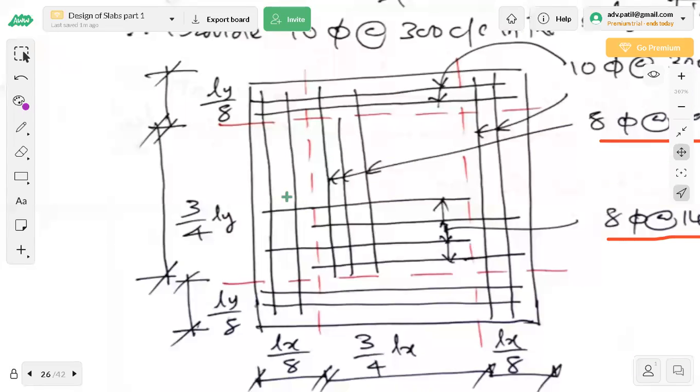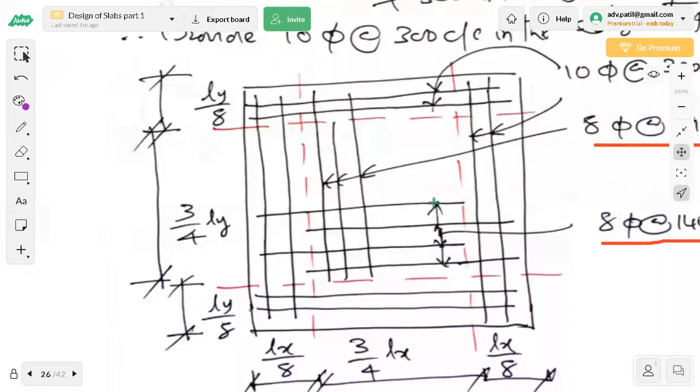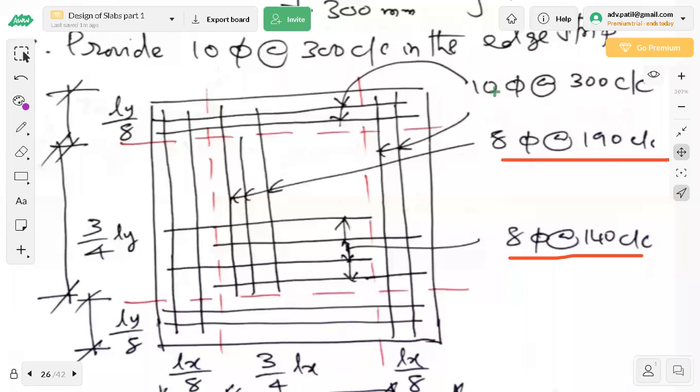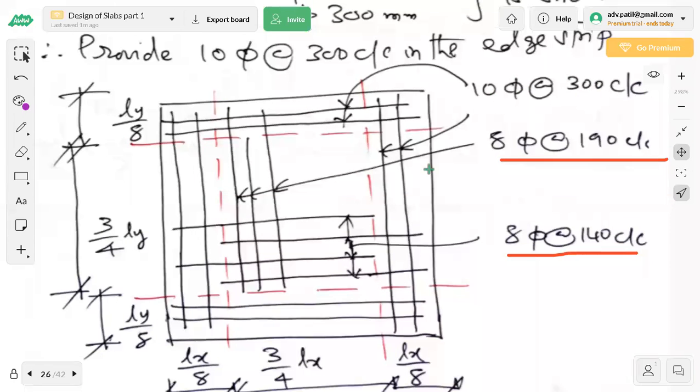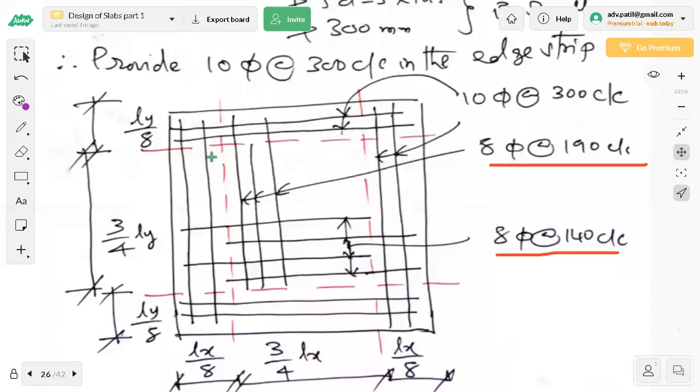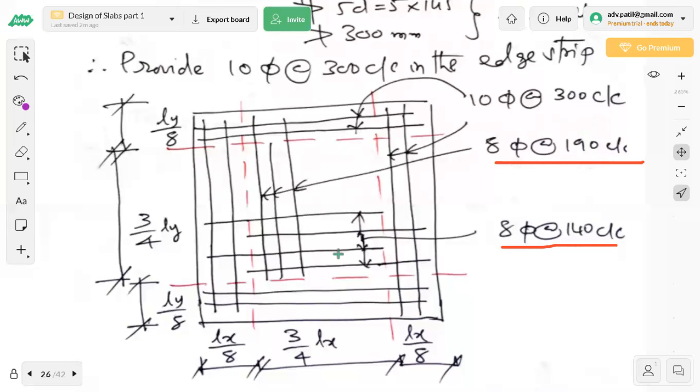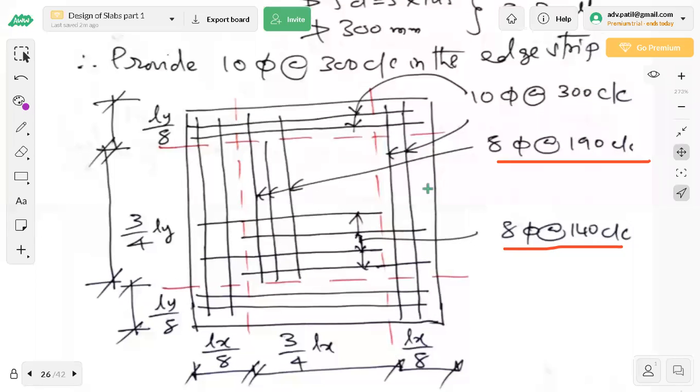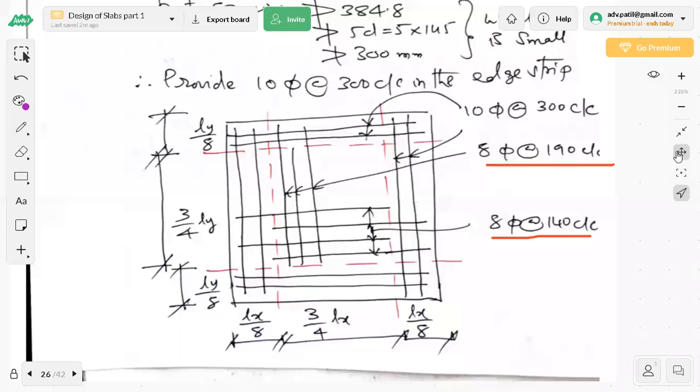These are the two bars here. These are the two bars which are of higher diameter, 10.5 at 300 center to center. In the edge strips, two bars are running like this, two bars are running like this. On all the four edge strips, 10 mm rods at 300 mm center to center. Hardly two bars are available. That much space is available now. So it means minimum steel is provided in the edge strip.